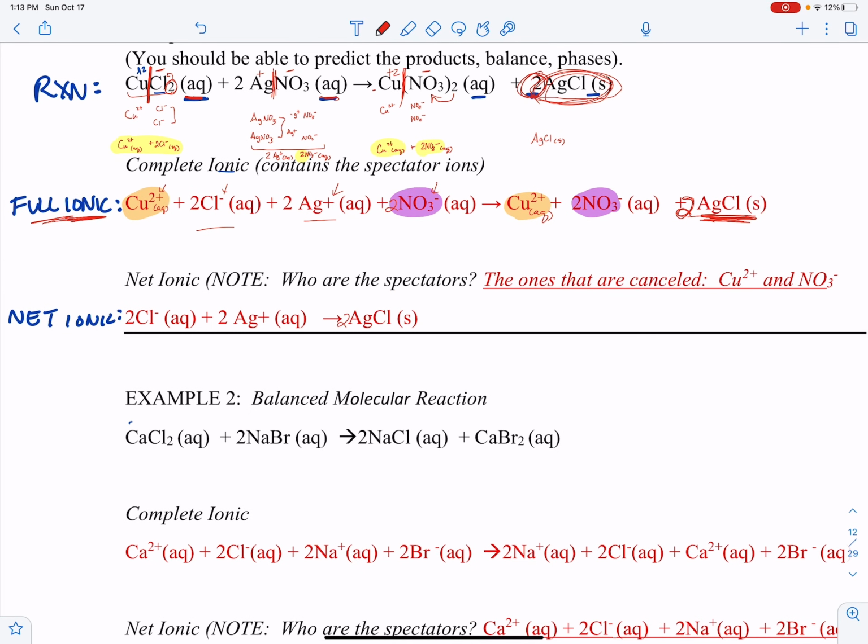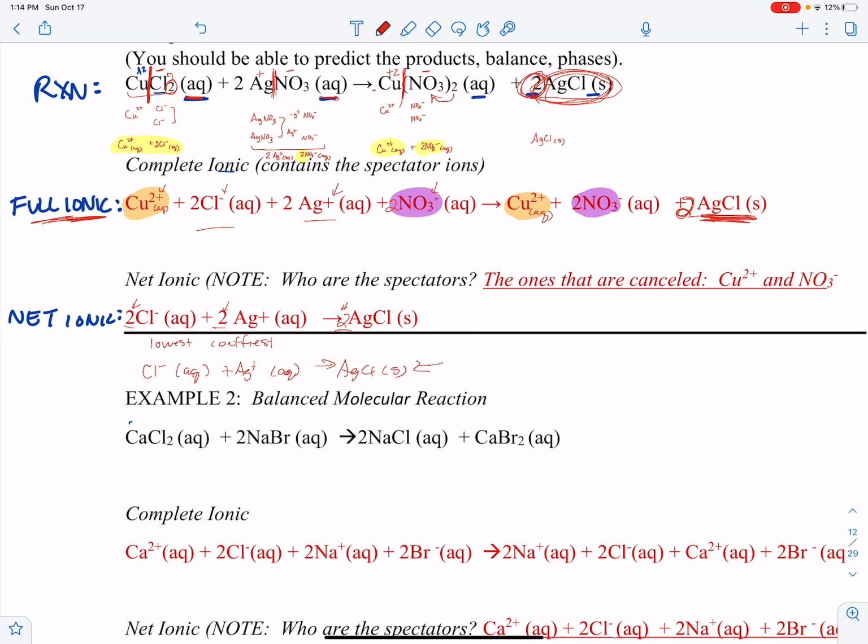Now here's the other thing, is that net ionics have to be in the lowest coefficient. So even when you cancel everything out, you'll notice I have a 2, a 2, and a 2. So I actually need to divide everything to get Cl minus AQ plus Ag plus AQ goes to AgCl solid. That would be the proper form. You can't leave it with these 2's in front.